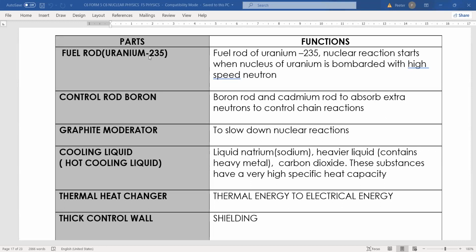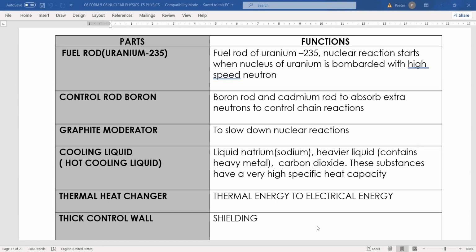Based on our syllabus, we use uranium-235 as the fuel rod, all right? It will start a chain reaction. Then we have control rods, boron and cadmium, to absorb neutrons to stop the whole reaction. Moderator graphite to slow down the speed of neutrons. Cooling liquid, the coolant, is made of heavy water, with a very high specific heat capacity, able to absorb a high amount of heat out of the reactor, right?